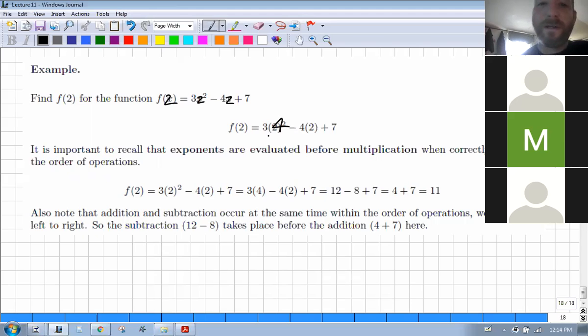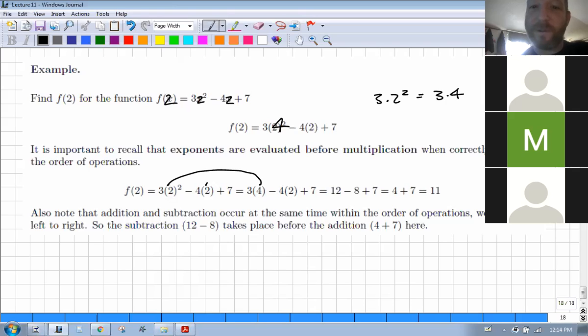Exponents go first. They didn't have to put the parenthesis there. 3 times 2 squared. Do the exponent first, okay? We do our math, we end up with 11. All right, so 2 squared is 4. I guess they didn't do anything here. They only did that one step.